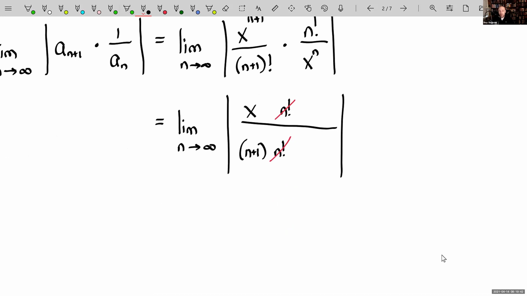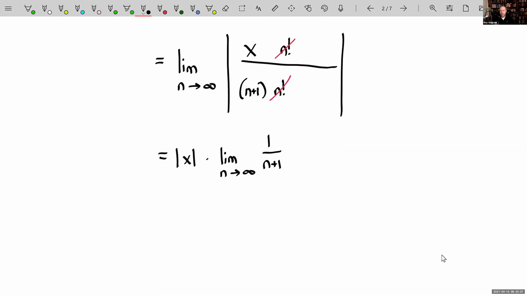And here's the trick, not trick, but here's the mathematics behind the scenes. x does not rely upon n. I don't see an n attached to that x as a power or anything like that. So I can move that absolute value of x outside of the limit. I hope everybody's okay with where we have arrived.